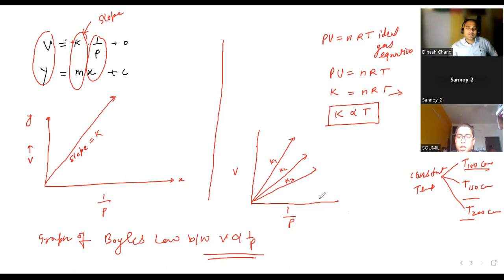K should be proportional to T because both PV equal to nRT as well as K. So which one out of this is the high one? Which one is high temperature? Suppose 100 degree, 150, 200. K1 is high temperature. So if I consider that is 200 degrees C, it can be 150 degrees C, that is 100 degrees C. So this type of graph is frequently asked in the exams.